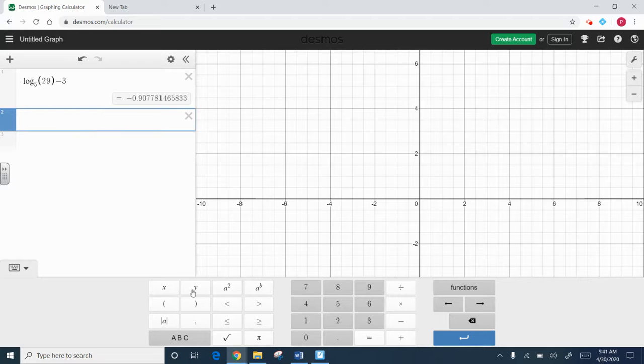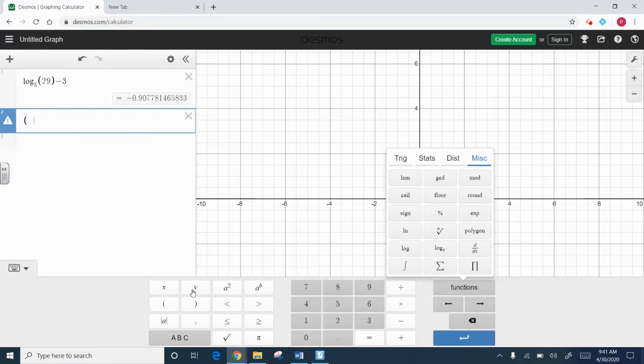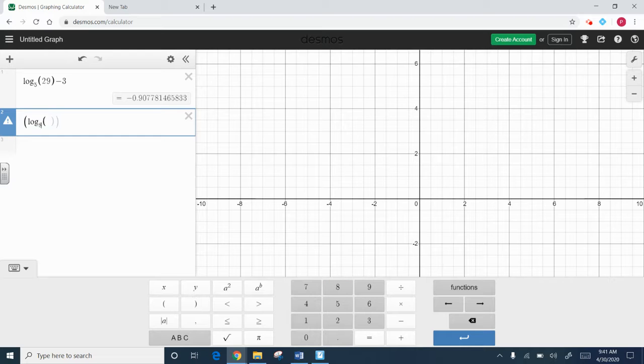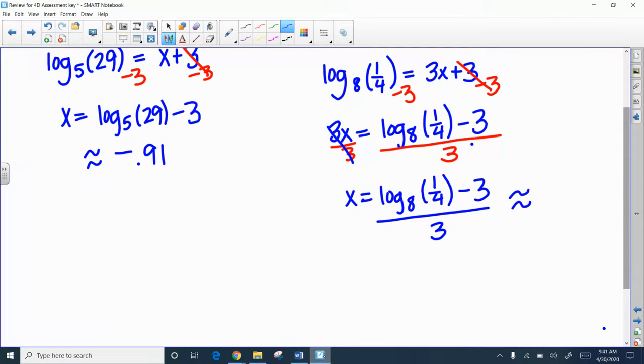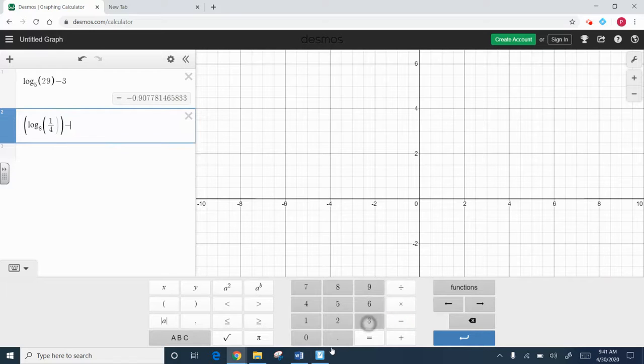Now, I'm going to put the top in parentheses. So we had log base 8 of 1/4. Make sure I'm writing that right. Minus 3. Okay, and then that whole thing, whoops, I want that minus 3 inside the parentheses. Minus 3, and then the whole thing is divided by 3. All right, and so now we can see the answer is negative 1.22.